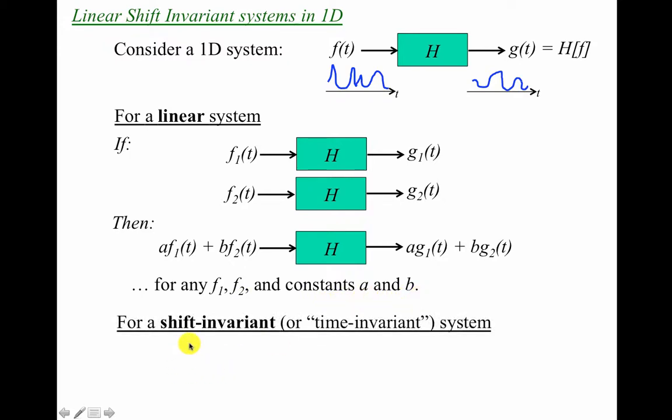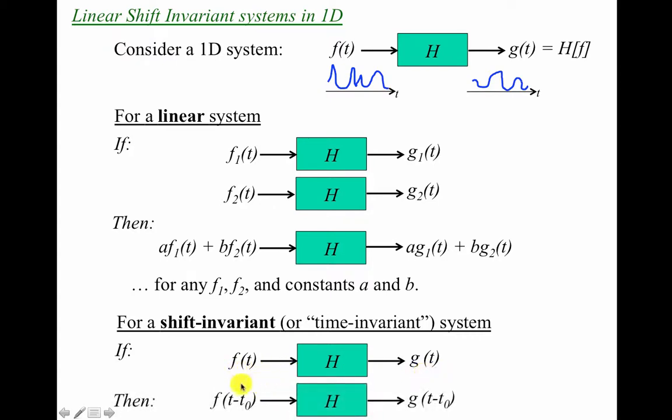Now, a system is shift-invariant, or time-invariant in the case of 1D systems where the signals are functions of time, if given an input f of t that gives an output g of t, when we shift our input, we'll get the exact same output except shifted by the exact same amount that we have shifted our input.